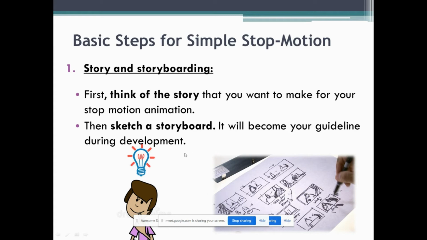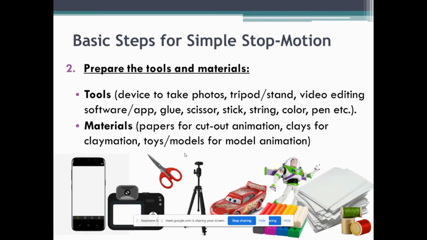Okay, after you have a story, you need to prepare the tools. Okay, these are some tools or some materials that you need to have. It depends on what type of stop motion you're going to use. Okay, for example, tools, you need to have a device to take photos. This can be your smartphone camera or your DSLR or anything that you can capture photos with. And you need to have a tripod or stand. Okay, this one is very important.